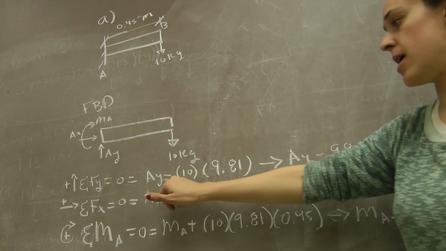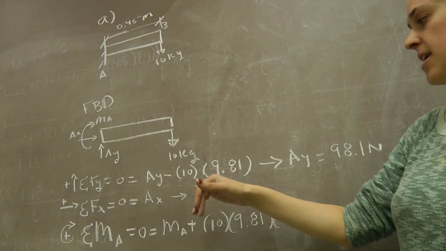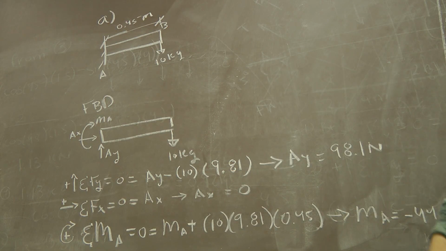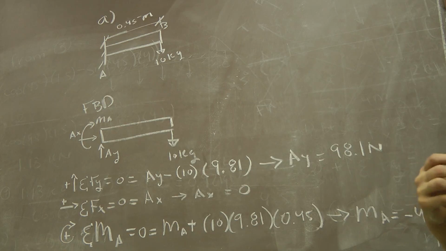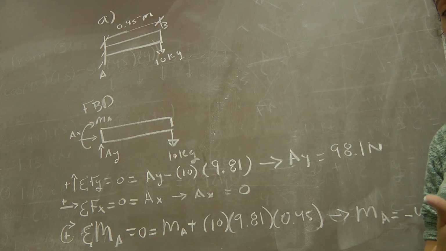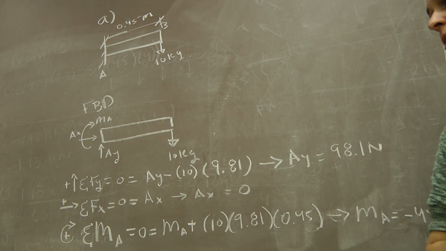Sum of forces in the Y. AY is going to balance 10 times 9.81. Couldn't be more simple. AX is going to be 0. There is no force in the X for AX to counterbalance. That one could be done by inspection, but be careful on the test if you write "by inspection", because if you get that wrong, it's going to be really hard to get partial credit back. So caution there. And then finally, the sum of moments.